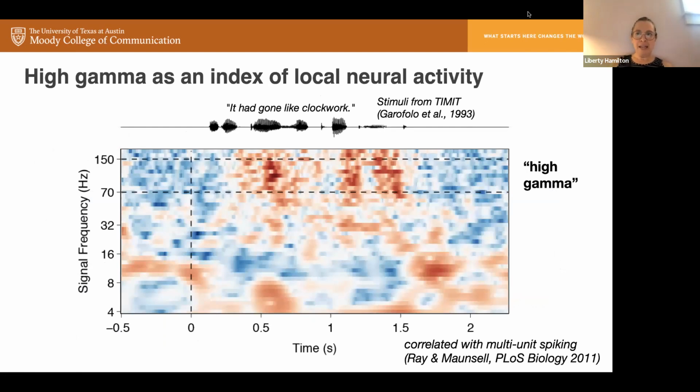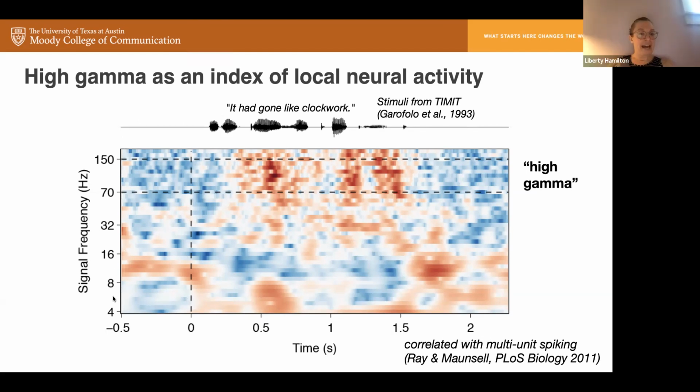In my lab and in my postdoc work in Eddie Chang's lab, we mostly looked at one particular band in the 70 to 150 hertz range. This is referred to in the literature as high gamma. And we know from animal work that this is actually correlated with multi-unit neural firing, so it seems to be relatively precise in space and in time.